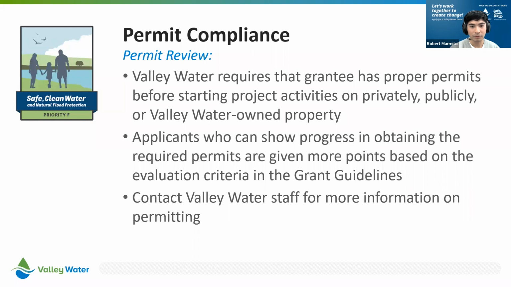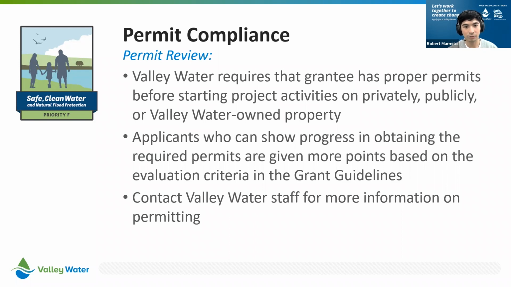All right, moving on to permit compliance. So Valley Water requires that the grantee has proper permits before starting project activities on privately, publicly, or Valley Water owned property. Applicants who can show progress in obtaining the required permits are given more points based on the evaluation criteria in the grant guidelines. If you have any permits or permit applications in progress, please include those in your application as well.